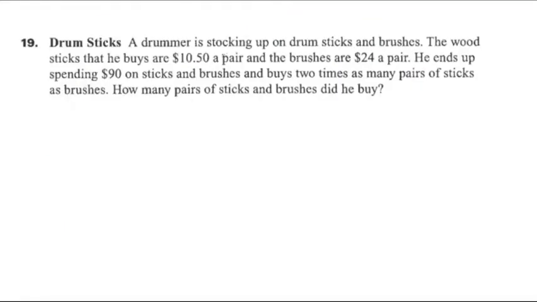Number 19, a drummer is stocking up on drumsticks and brushes. So I'm going to use a D for drumstick. I'm going to use an S for sticks and a B for brushes. The wood sticks he buys are $10.50 a pair and the brushes are $24 a pair.